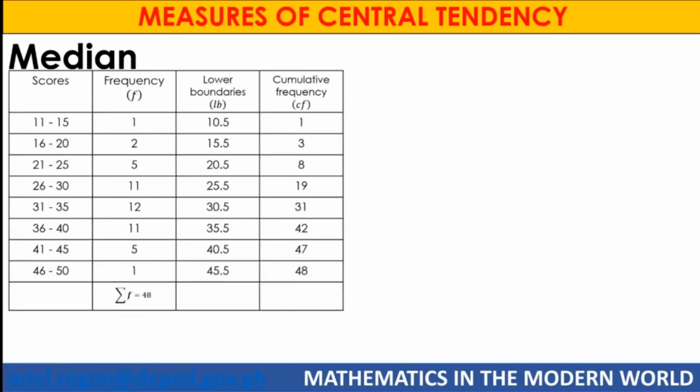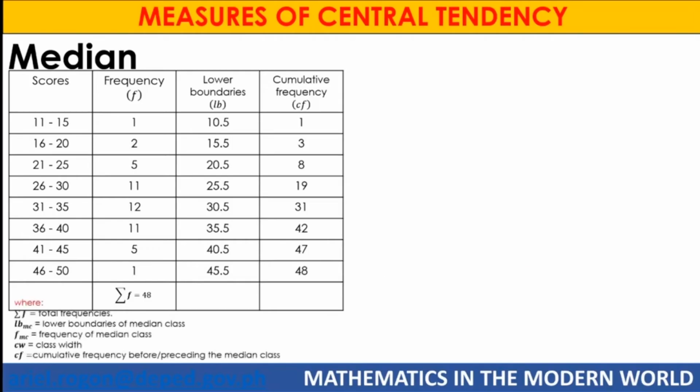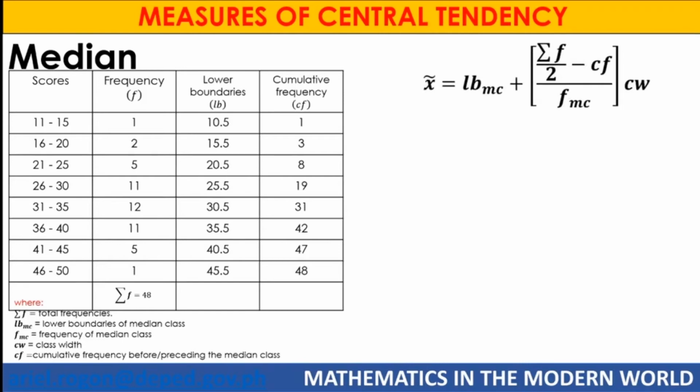And we only need to have this particular column. The score, the frequency. Now, we need the lower boundary and the cumulative frequency. So these are the table or the columns that we need in solving for the median. Now, before we proceed in solving, I have also affixed there the definition so that you can follow as we go along in solving for the median, because we're going to substitute the values in the formula that we have in here.